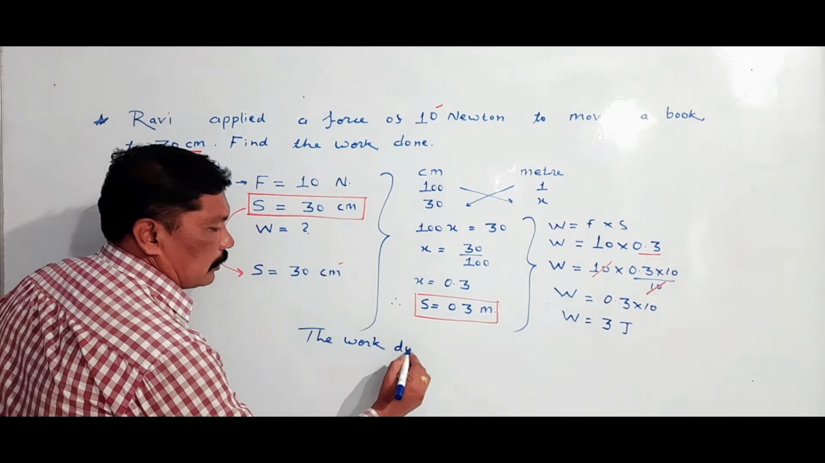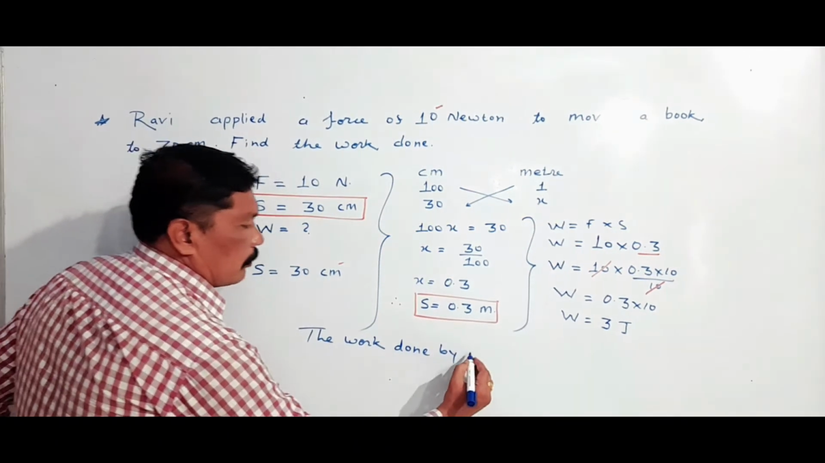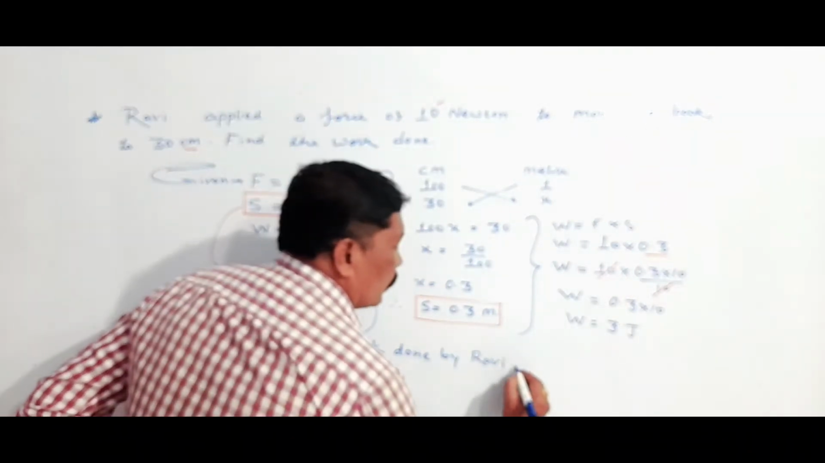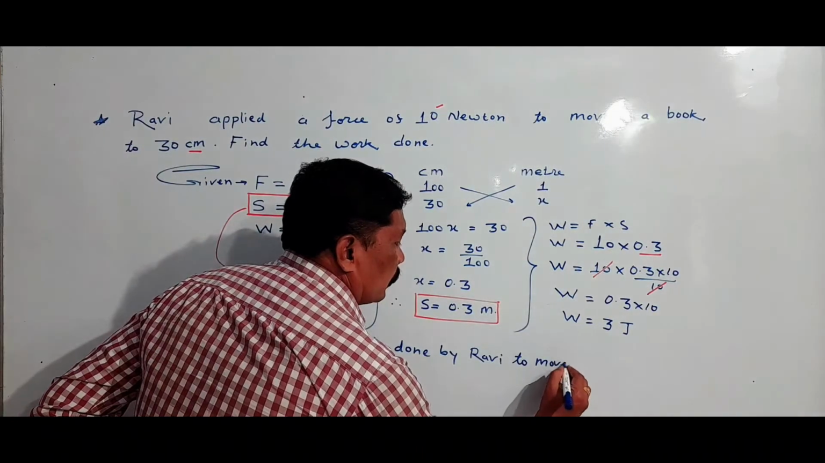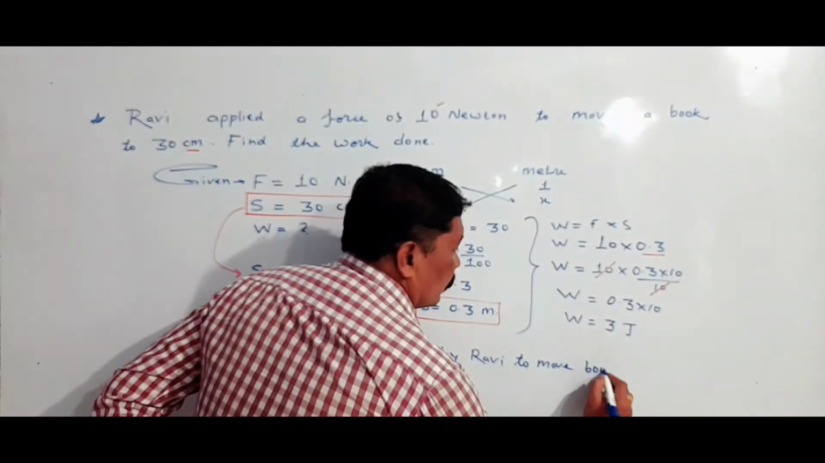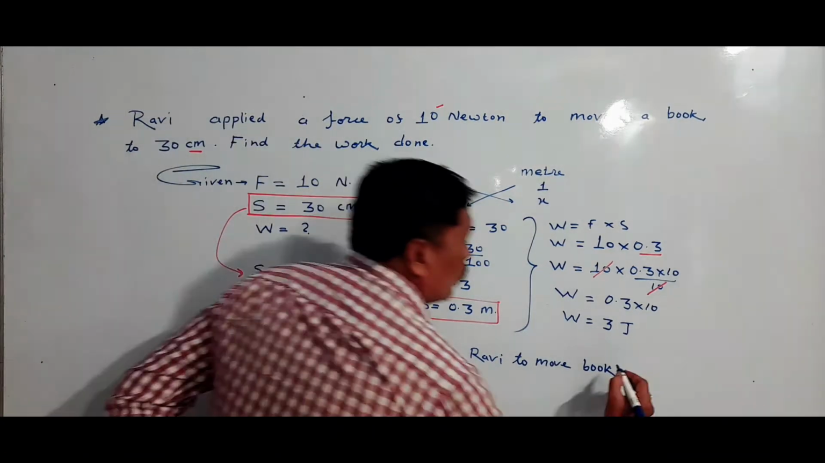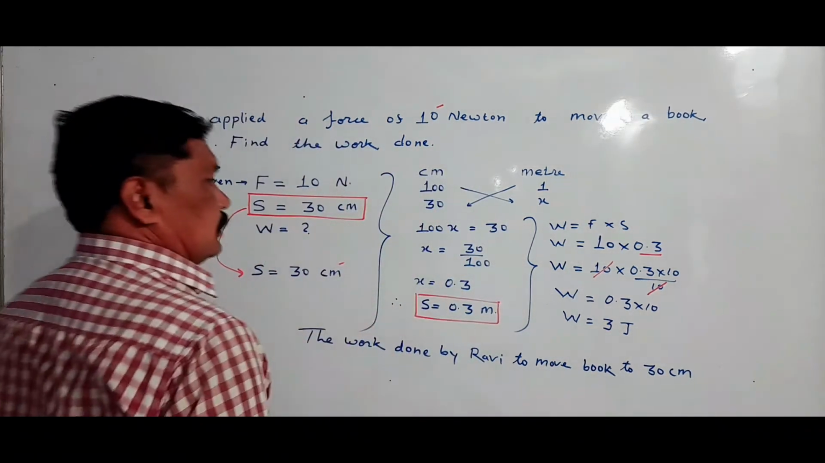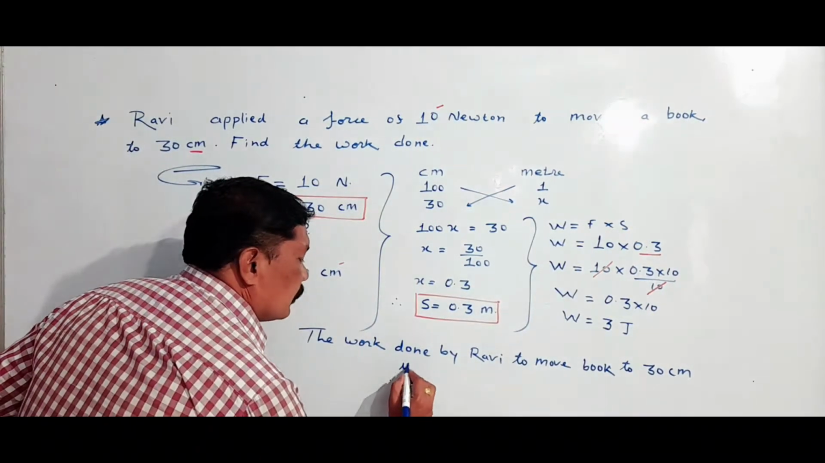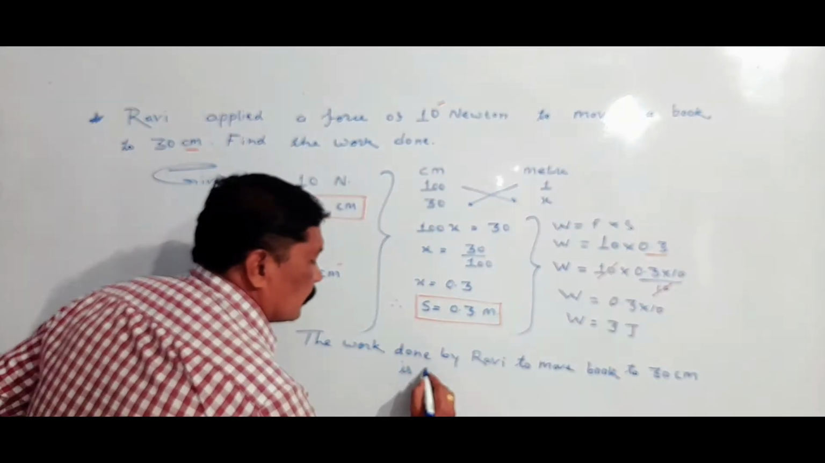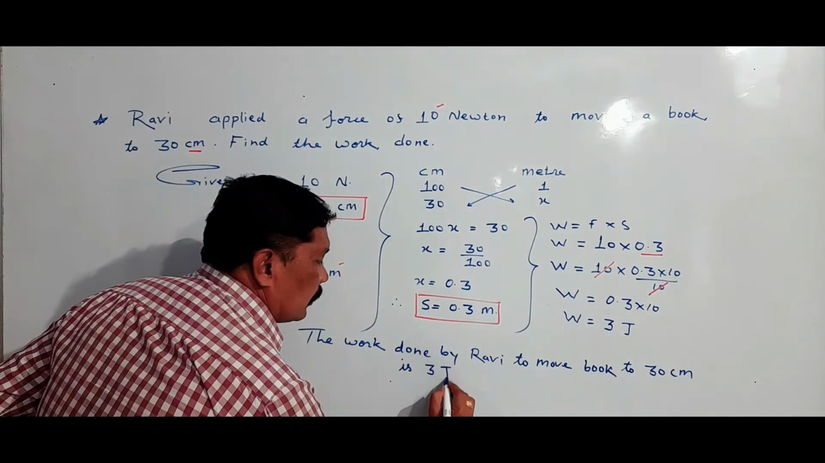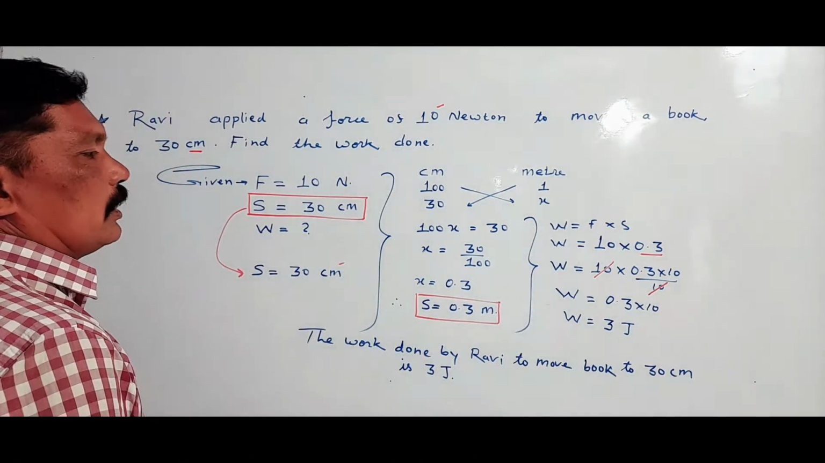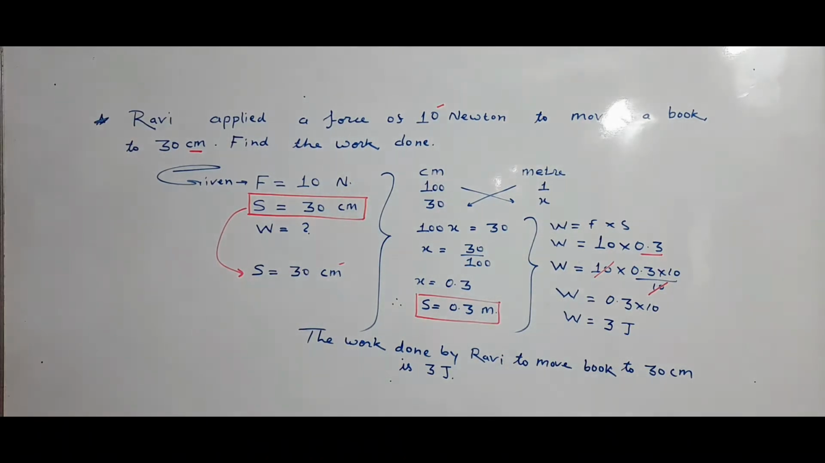The work done by Ravi to move a book 30 centimeter is 3 Joule. We'll see the next problem.